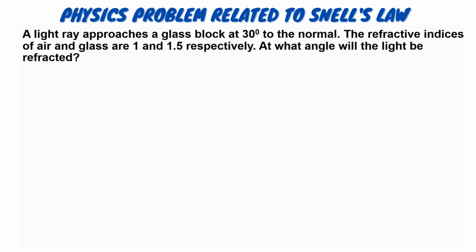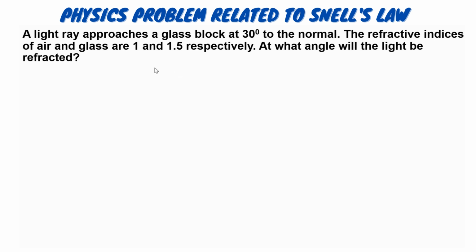Physics problem related to Snell's law. A light ray approaches a glass block at 30 degrees to the normal. The refractive indices of air and glass are 1 and 1.5 respectively. At what angle will the light be refracted?